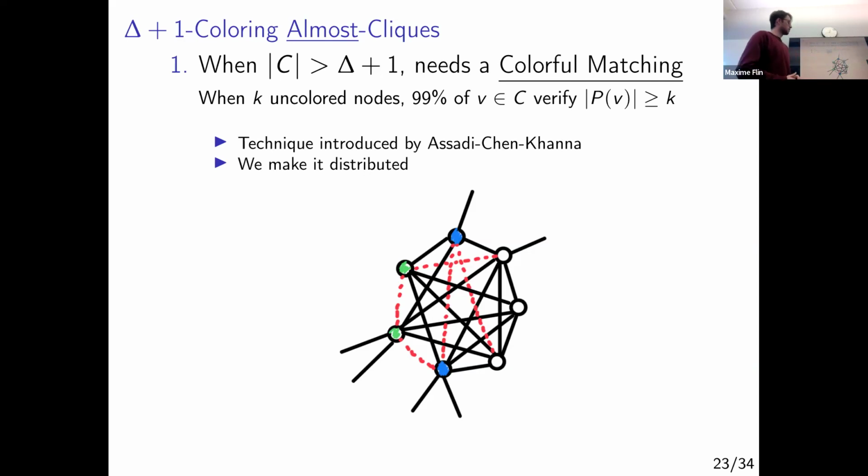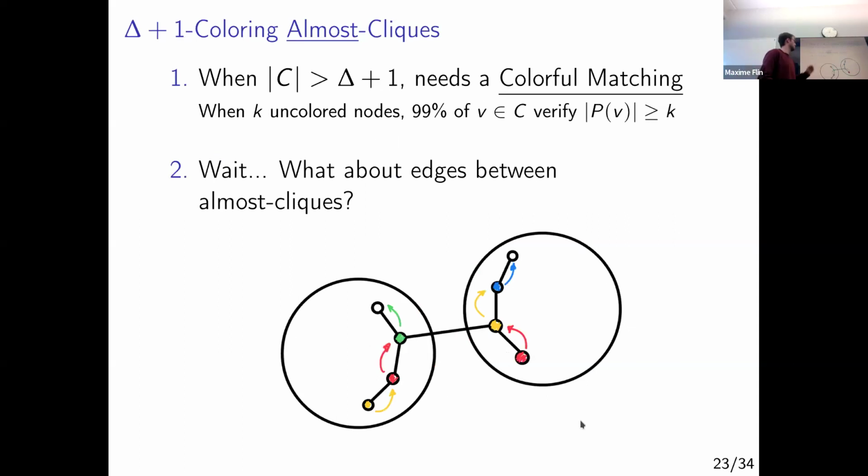Okay, so this was one of them. The other one that's a bit more challenging is that between all the almost cliques, you might have edges. So if you do some recoloring here and some other recoloring there, and you're not careful, maybe you're going to create conflicts. And you really want to avoid that. So how do we do it? This is the next big part of the algorithm, because in the ACK proof, they take one almost clique and color it, and then they take the other one and color it.